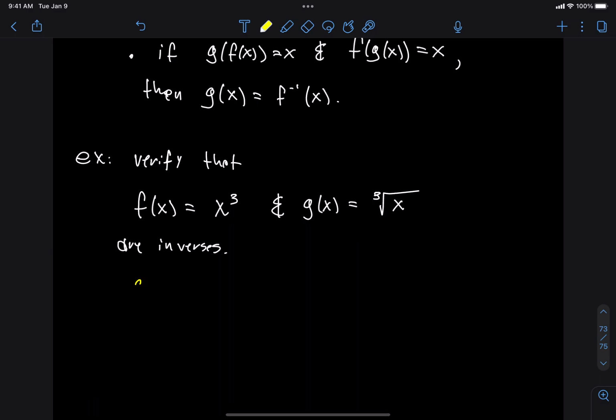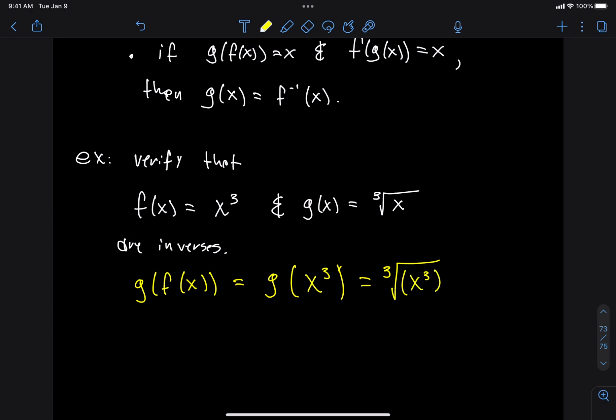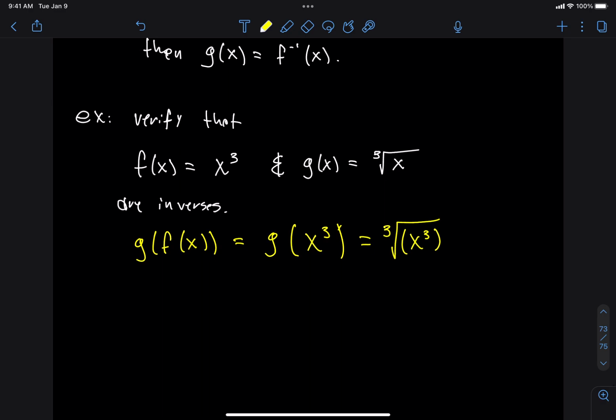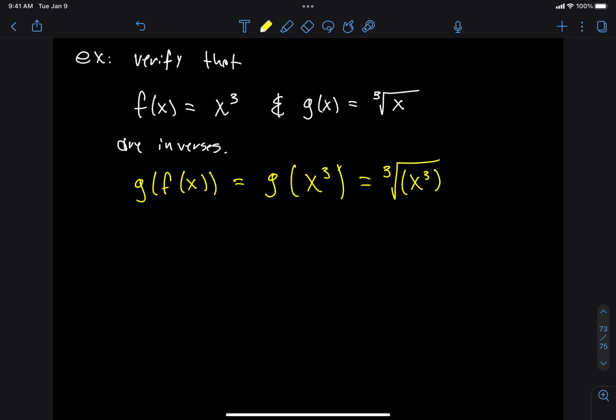So let's start with g of f of x. Well, that's the same as g of, I'm going to replace f of x by what it's equal to, which is x cubed. And what am I going to do now? I'm going to plug x cubed in for x in the function g. And let's see what happens when I do that. I get the cube root of x cubed. What do I get when I do the cube root of x cubed? Just x, right?